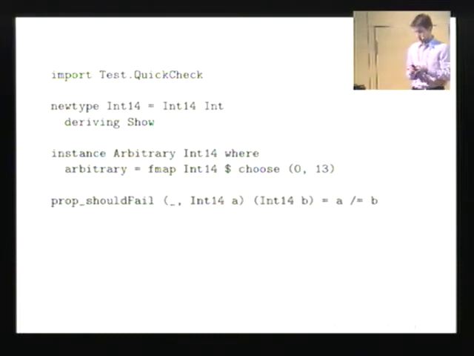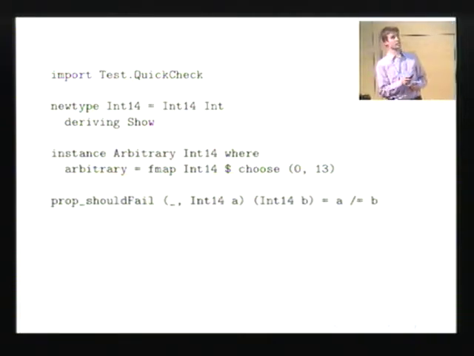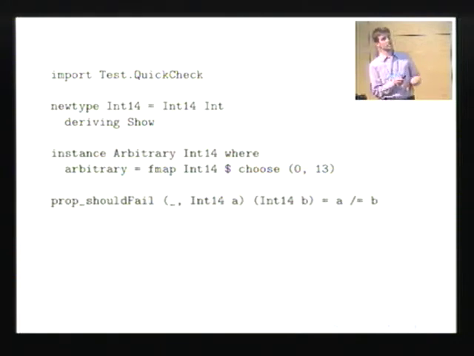Let's consider this QuickCheck property. We first define a type that will be numbers from 0 to 13, and then we define a very simple generator for this type, and let's say we want to test this very simple property. So we take two numbers. The first argument is a pair, and we don't care about the first component of this pair. The second component is a number, another number, and we want to check if they are always different.